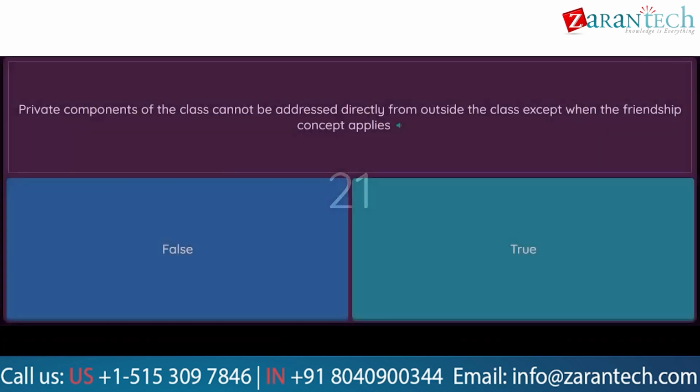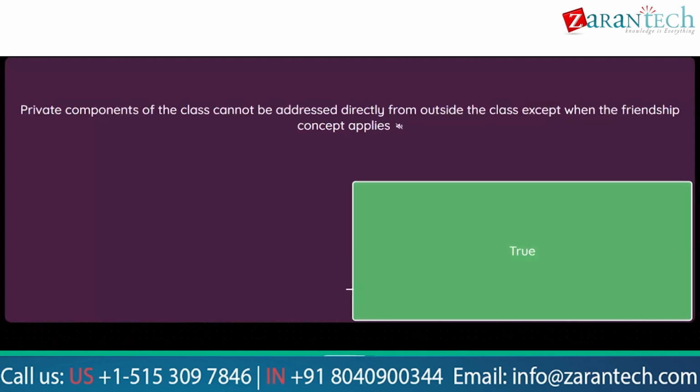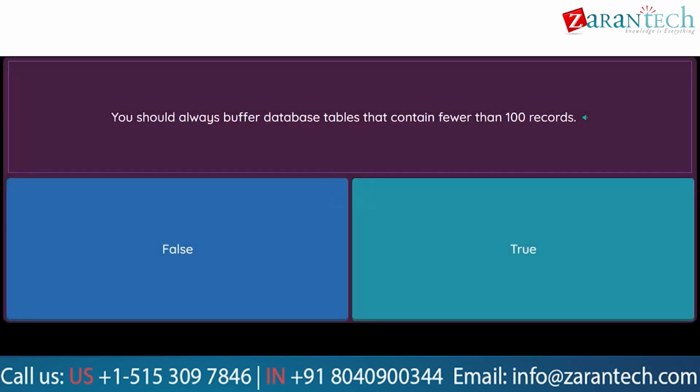Question: private components of the class cannot be addressed directly from outside the class except when the friendship concept applies. Option 1 false. Option 2 true. Question: you should always buffer database tables that contain fewer than 100 records. Option 1 false. Option 2 true.